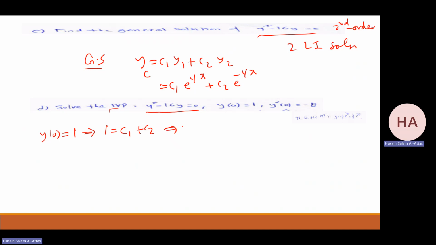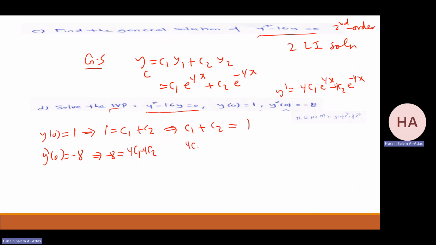So I can rewrite the equation in this way. Second one, I need y prime. What will be y prime? It's 4c1 e to the 4x minus 4c2 e to the minus 4x. So I have y prime at 0 equals minus 8. So I have minus 8 equals 4c1 minus 4c2. In other words, 4c1 minus 4c2 equals minus 8.